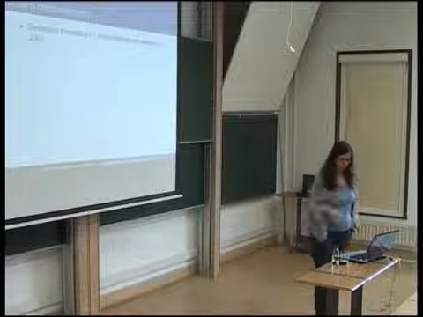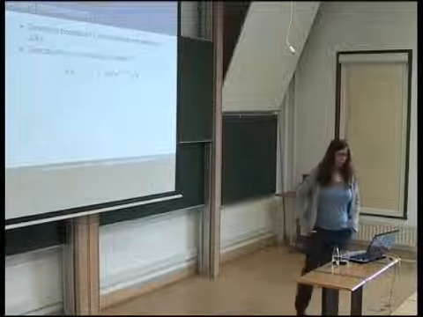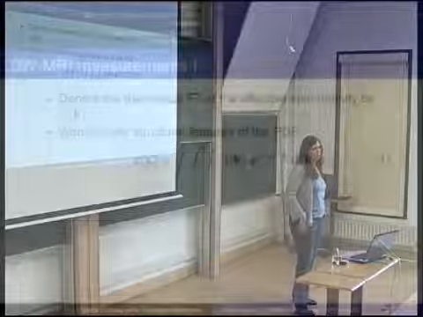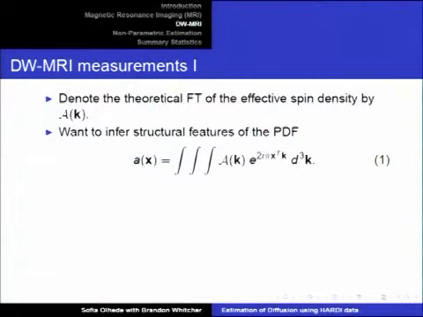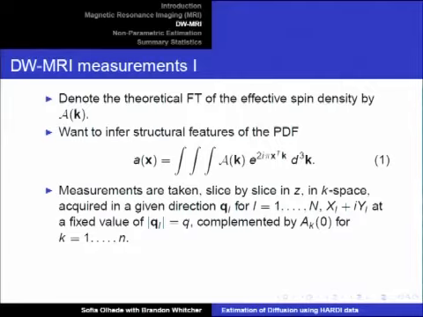K is the Fourier variable. And what we actually want to say is something about the spatial properties of this spin density, which we denote by little a of x. So that's just an inverse Fourier transform. And in theory, if we had the exact Fourier transform in K-space, we could end up with a real spatial transform and we'd be happy.